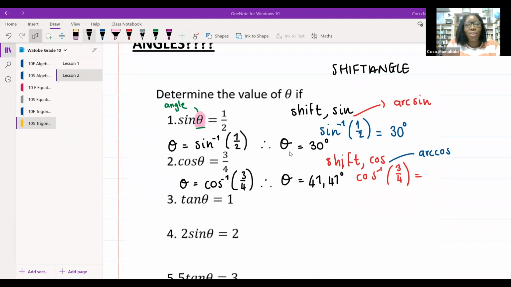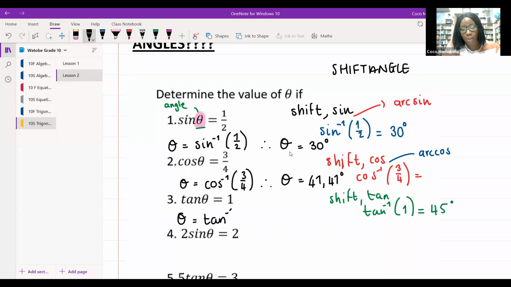All right, we're going to do the same thing with tan. And remember, just click shift and then tan. And then in my calculator it's going to go tan^-1, and I'm going to put a 1 in there, equals, and I'm going to get 45 degrees out as an answer. So when I write it in my book for my teacher, I'm going to write theta is equal to arctan of 1. Therefore, theta is equal to 45 degrees.